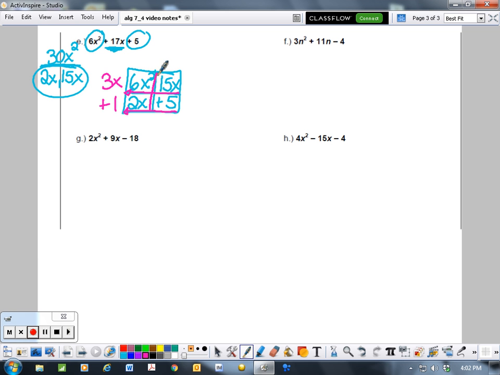And then we look up, both of these can be divided by 2x. Both of these can be divided by 5. And then we double check, and that's what I like about the box method. You can double check, and if you don't like it, if it doesn't work out, you just erase a number on the outside and try something else.